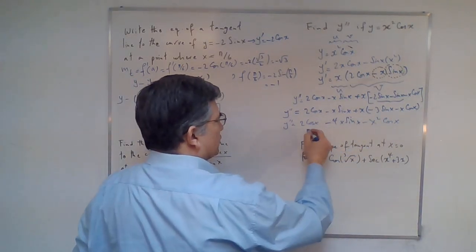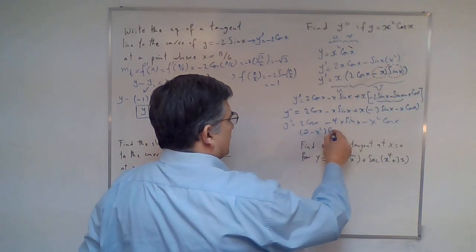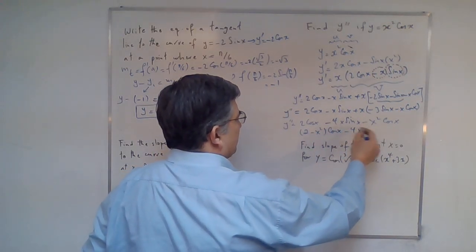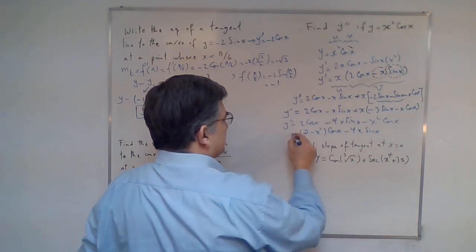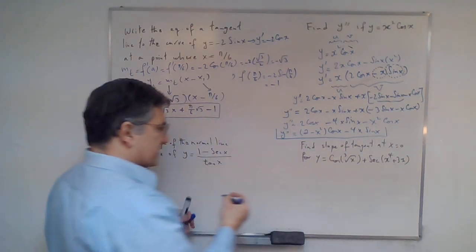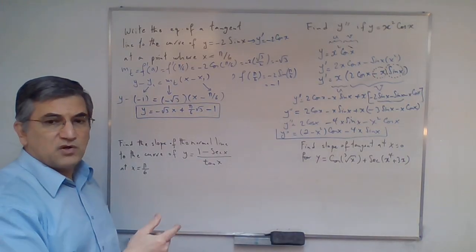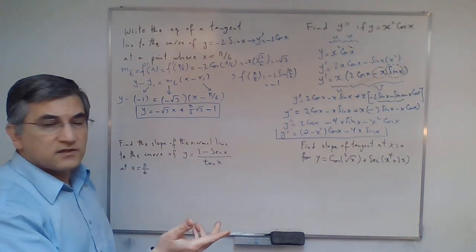Maybe I can factor cos x out over there. So I can go 2 minus x squared times cos x minus 4x sine x, so that it's more simplified. This is the second derivative of that function at the beginning. You notice that I applied product rule several times.